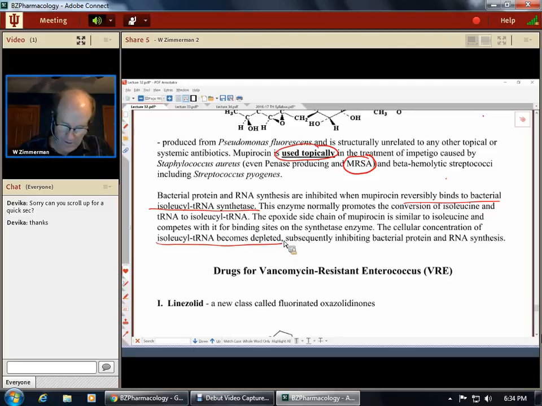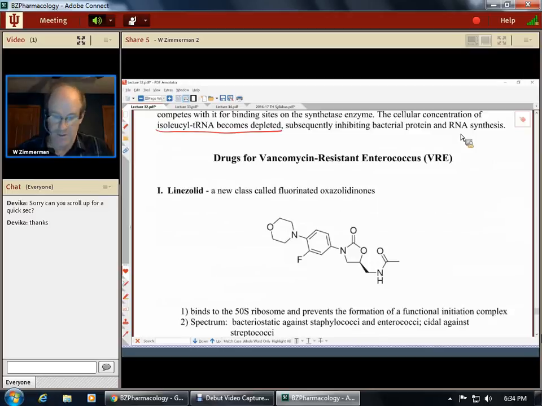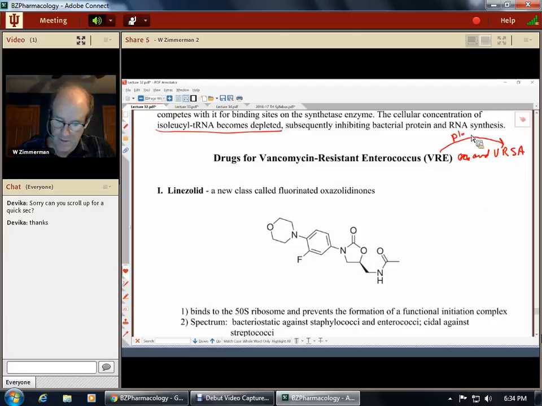Okay, drugs that we use for VRE, vancomycin-resistant enterococcus, and I could say vancomycin-resistant Staph aureus, because it looks like VRE, through a plasmid, transferred this resistance to the staph. So staph went from good old staph to penicillinase producing staph to MRSA and finally to this VRSA.